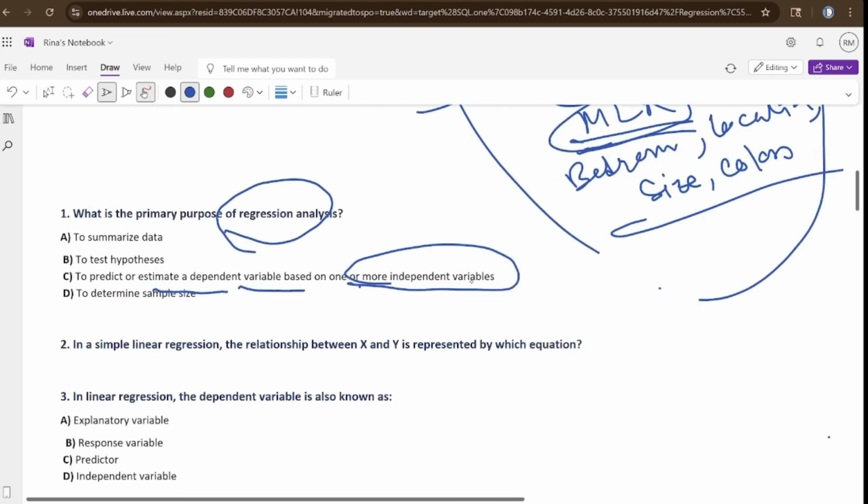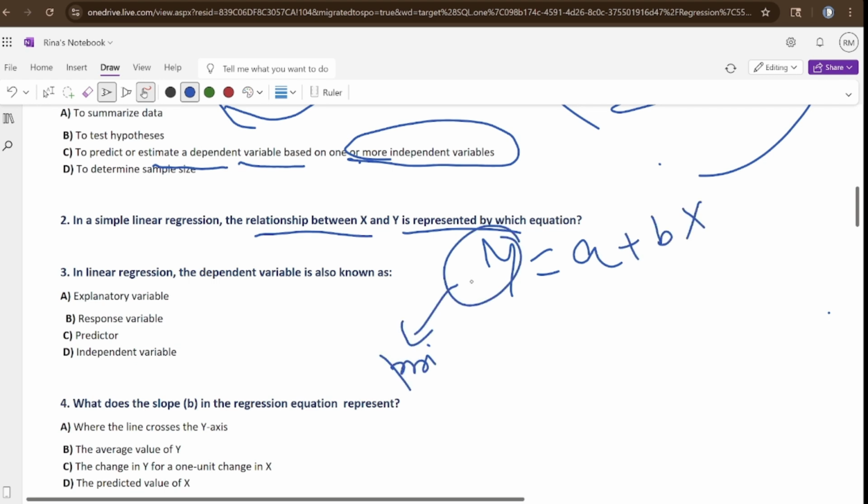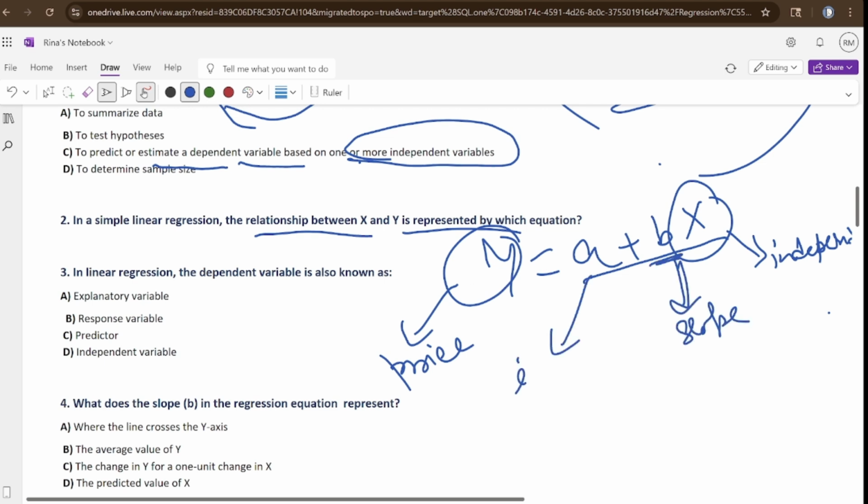Okay. Second question. In simple linear regression, what is the relationship? See, y equal to a plus bx. Y is price here, that is dependent on what? On them. X is independent variable. So x can be anything like it can be bedroom, it can be size, it can be anything. Okay. B is the slope here and A is the intercept.